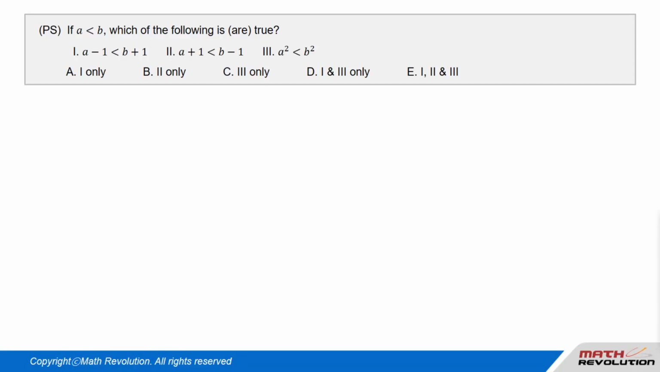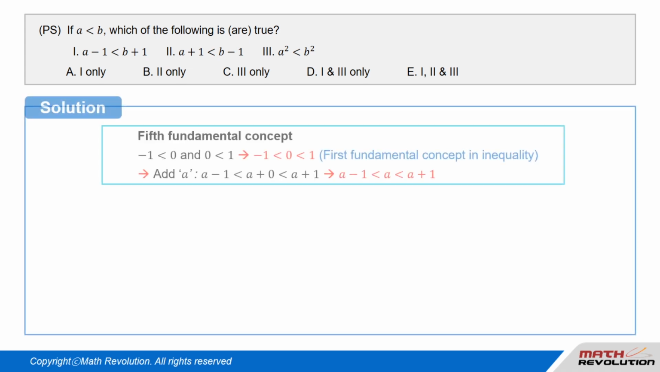Question. If A is less than B, which of the following are true? Option 1. A minus 1 is less than B plus 1. Option 2. A plus 1 is less than B minus 1. Option 3. A squared is less than B squared.